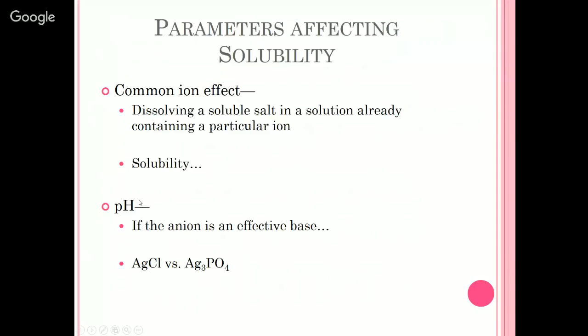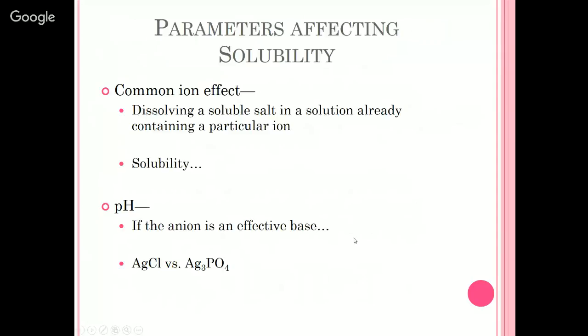Now, pH is tricky. There are two things we can look at. We can either decrease the pH or increase the pH. Decreasing the pH means that we have an acidic environment, which matters if the anion is an effective base. Once again, my lovelies, you need to memorize your strong acids and strong bases.